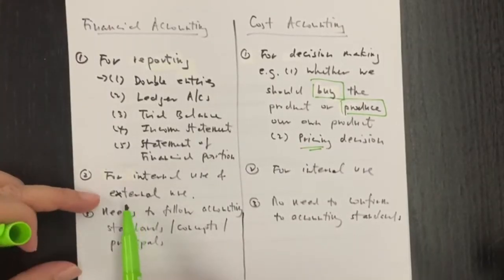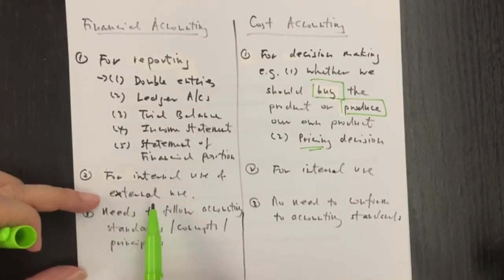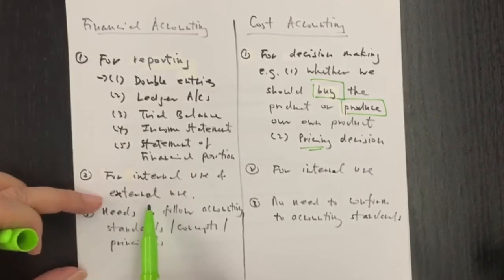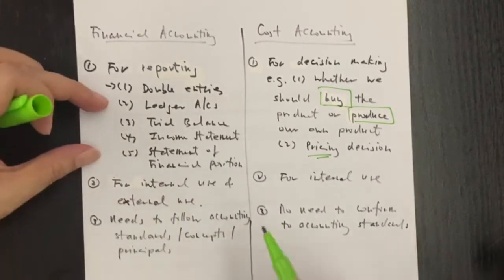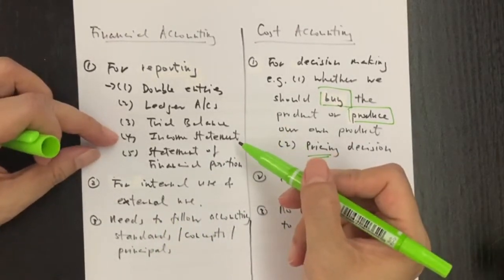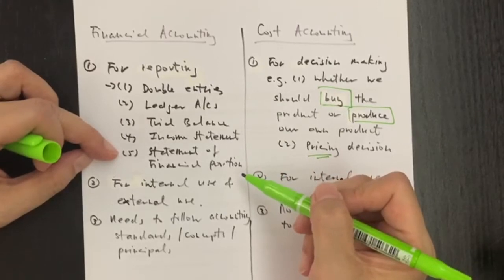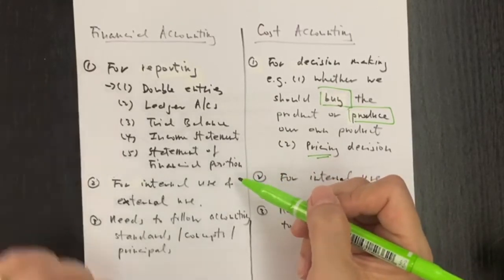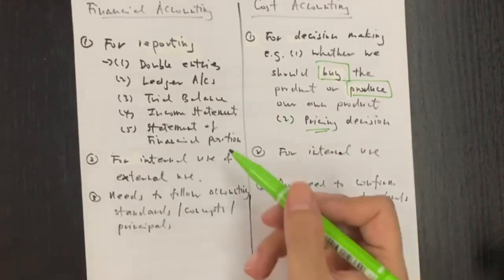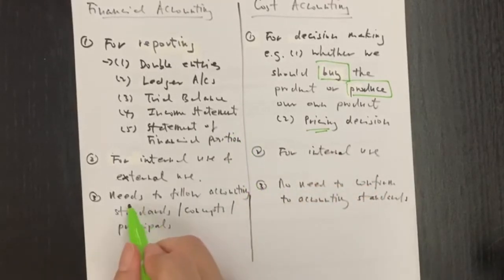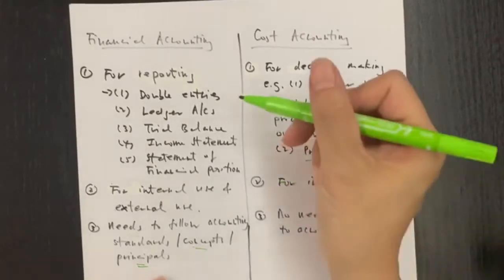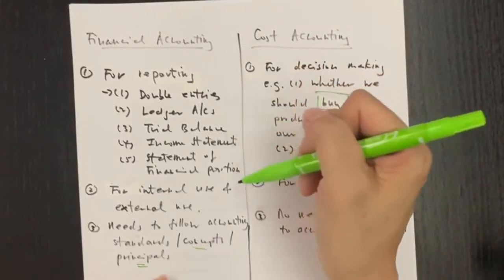Okay, so for example, we have external uses of financial statements. For example, investors, potential shareholders and creditors and lenders, they will rely on our financial statements here, income statement and statement of financial position, to make decisions. So therefore, when we prepare our financial statements, we must follow accounting standards and concepts to prepare these financial statements and through this accounting cycle.